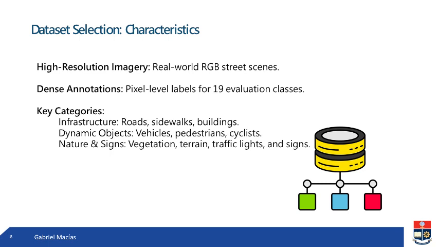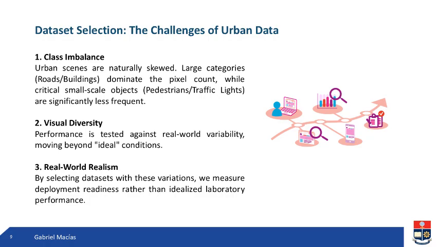One important aspect of urban datasets is the presence of class imbalance. For example, large classes like roads and buildings occupy significant portions of the image, while smaller classes such as pedestrians or traffic lights appear less frequently. This imbalance introduces additional challenges during training and evaluation. Another important characteristic is the diversity of visual conditions. Urban scenes include variations in illumination, weather conditions, camera perspectives, and levels of scene complexity. These factors make segmentation tasks more realistic, but also more challenging. By selecting datasets that capture these variations, we ensure that the comparison between CNNs and transformers reflects real-world performance rather than idealized laboratory conditions.